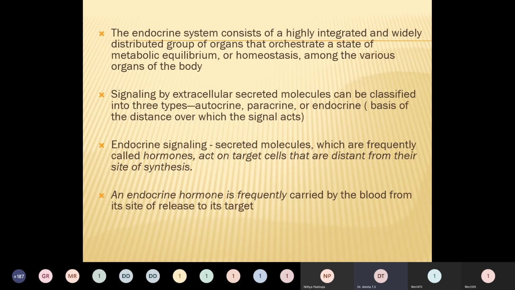The endocrine hormone is frequently carried by blood from its site of release. Okay, so that's why whenever we have any problems with the hormones, for example, we suspect a thyroid problem or some hormonal problem, we can easily get some blood tests done, and we can figure out if we have any hormonal deficiency or hormonal excess. Okay, since the hormone is frequently carried by blood from the site where it's formed and released, to its target organ where it's supposed to act.